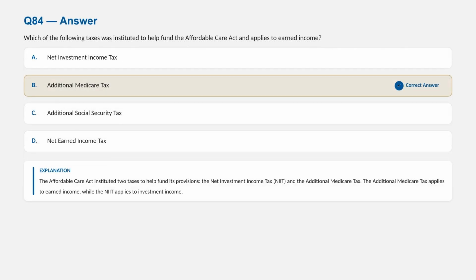The correct answer is B. Additional Medicare tax. The Affordable Care Act instituted two taxes to help fund its provisions: the Net Investment Income Tax (NIIT) and the Additional Medicare tax. The Additional Medicare tax applies to earned income, while the NIIT applies to investment income. Great, now let's move to our next question.